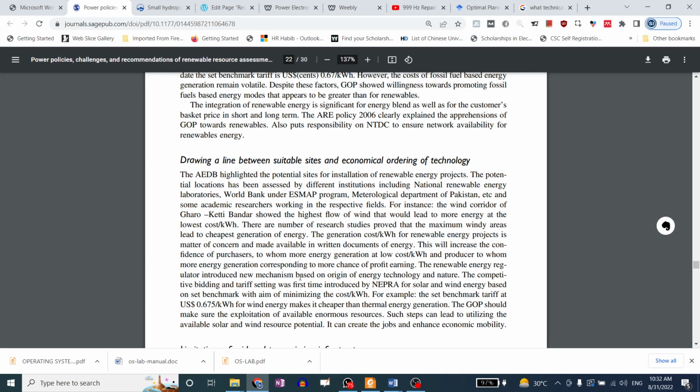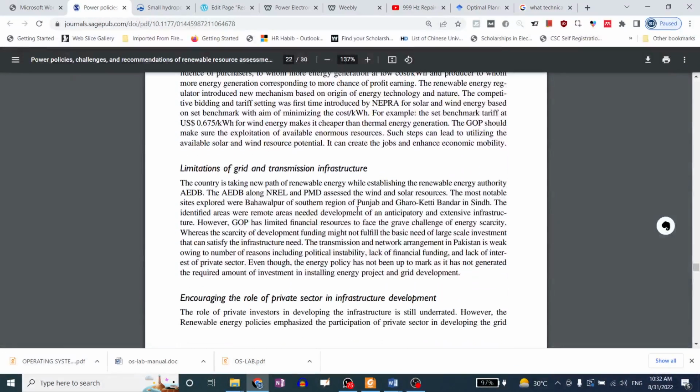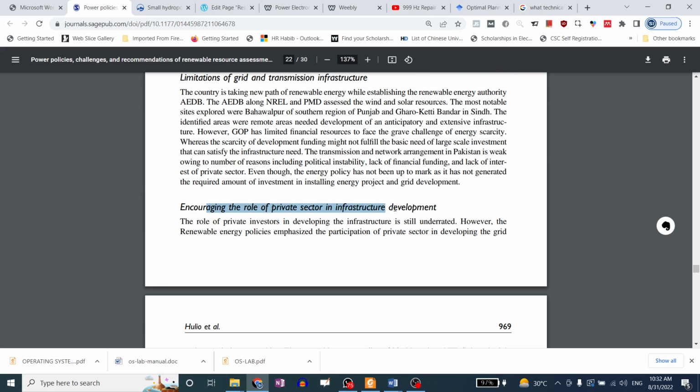Our organizations have already selected some potential sites in Pakistan, where the potential of wind, solar, and other hydro resources is available, and that will be cheaper. Limitations of grid and transmission infrastructure: here you can see where grid is not available and transmission infrastructure is not available, solar and wind energy resources can be installed to electrify that region. And also encouraging the role of private sector in infrastructure development.